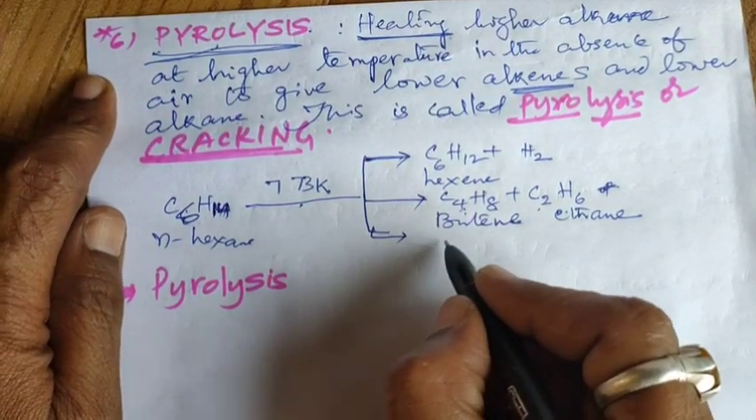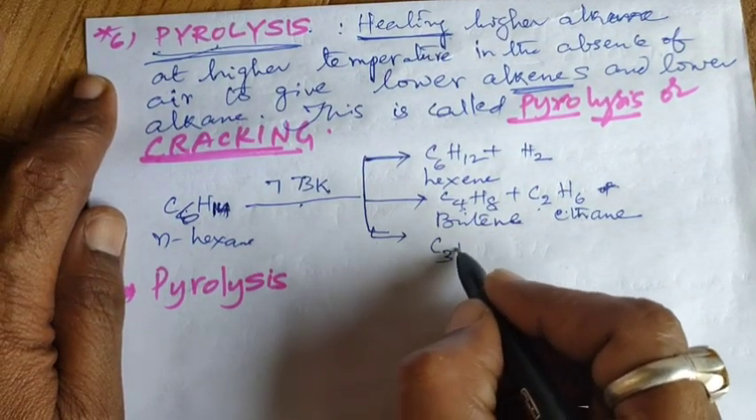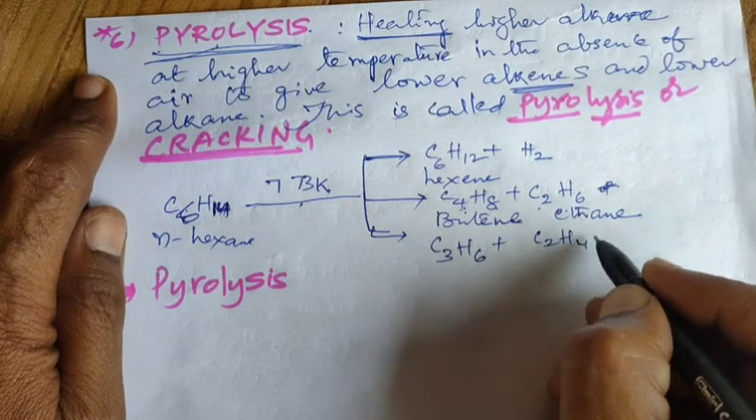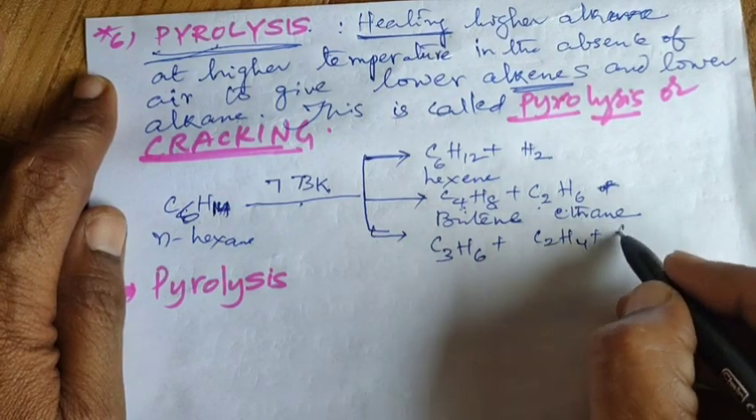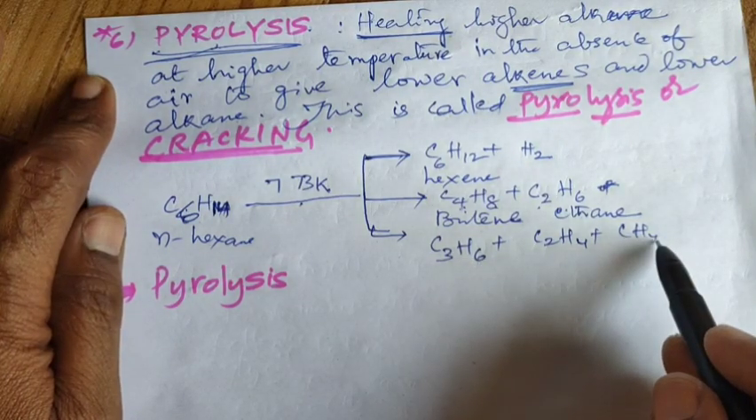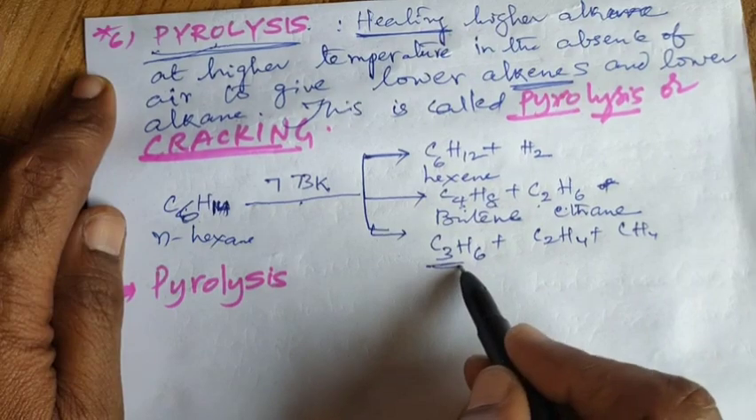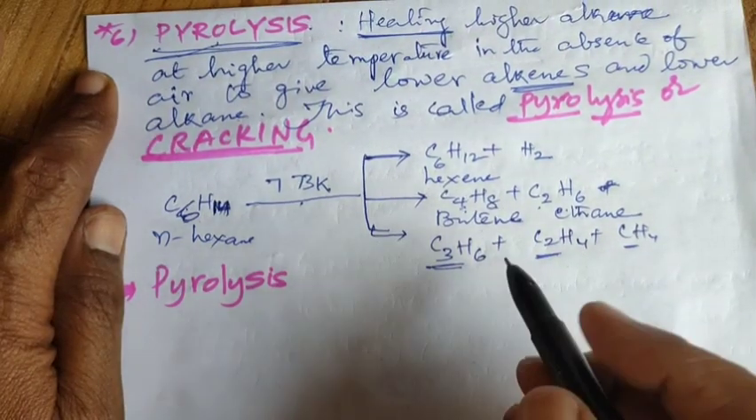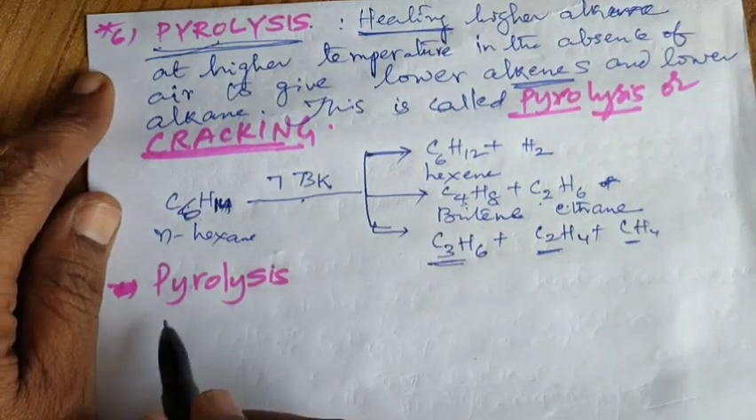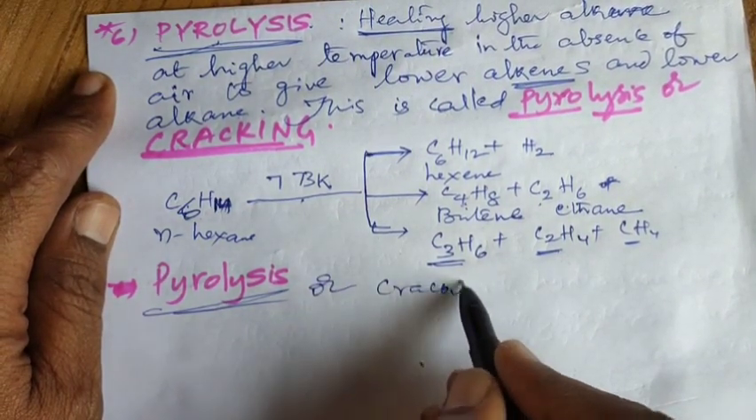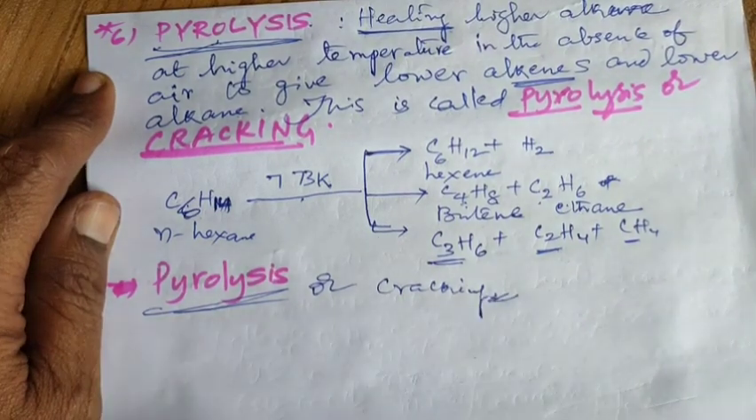Now another combination is C3H6, that is propene, C2H4, that is ethene, and CH4. Is it balanced? 6 plus 4 is 10, 10 plus 4 is 14. So a 3 carbon chain, 2 carbon chain, 1 carbon. In this manner, it is not a definite one. This is known as pyrolysis or cracking. This we have to practice.